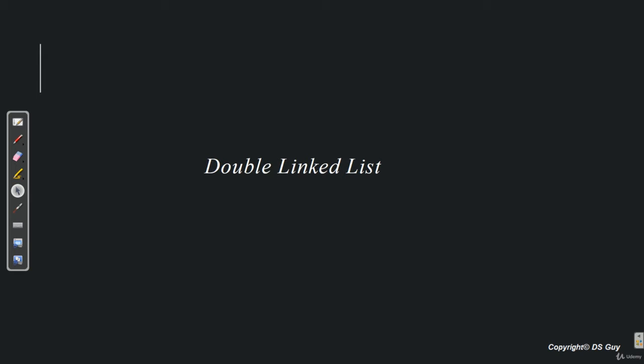Hey guys, welcome back. So till now we have discussed two types of linked list, that is single linked list and circular single linked list. Hope the concept of both of them are clear. Now in this video let's talk about the third type of a linked list, that is double linked list.